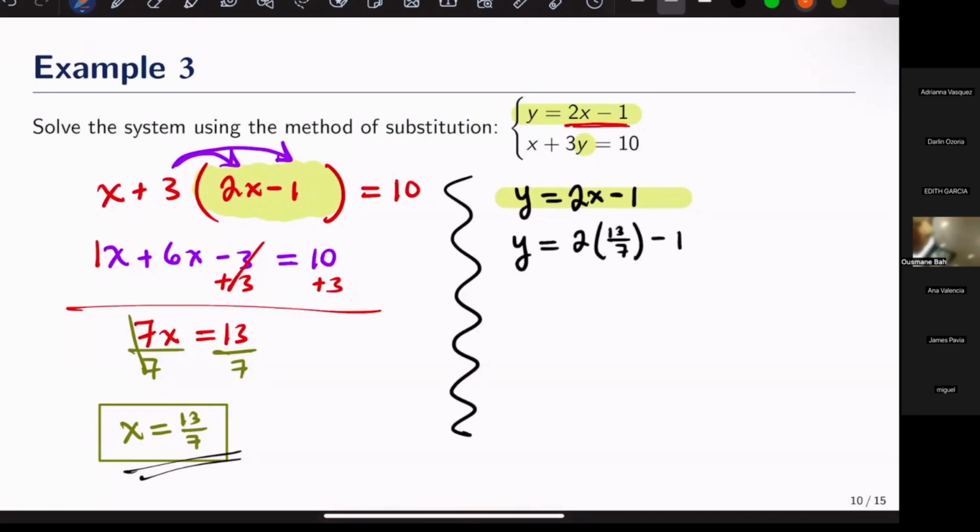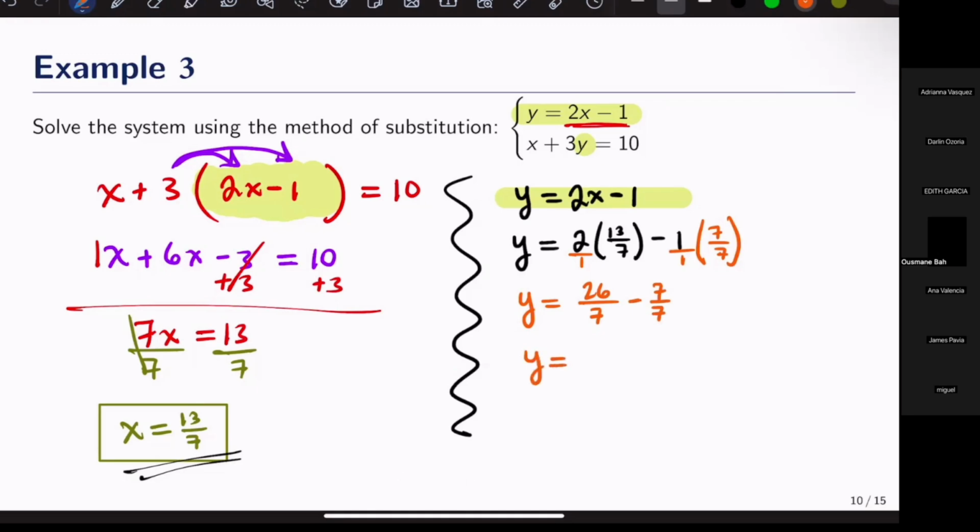2 as a fraction is just 2 over 1. And then we have 2 times 13 gives you 26. 1 times 7 is 7. 1 as a fraction is 1 over 1. But if we want to turn this to have a denominator of 7, we should multiply it by our fancy form of 1, which is 7 over 7. So we get 26 minus 7 over 7.